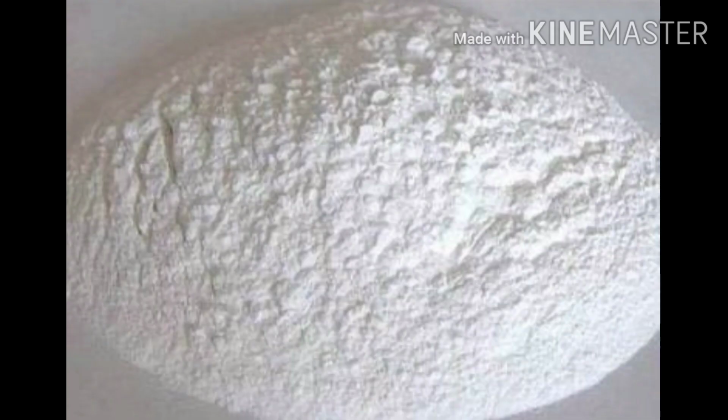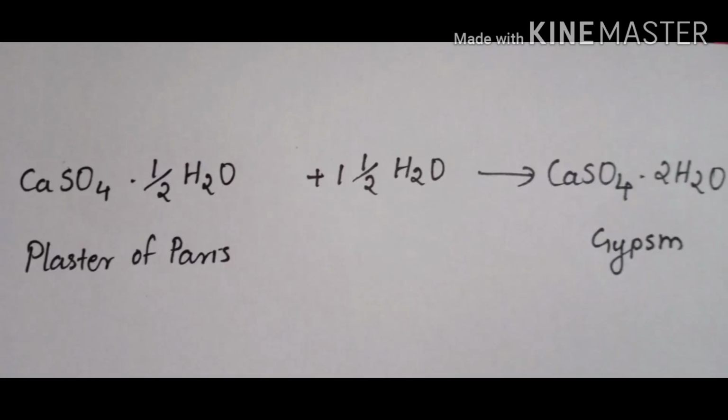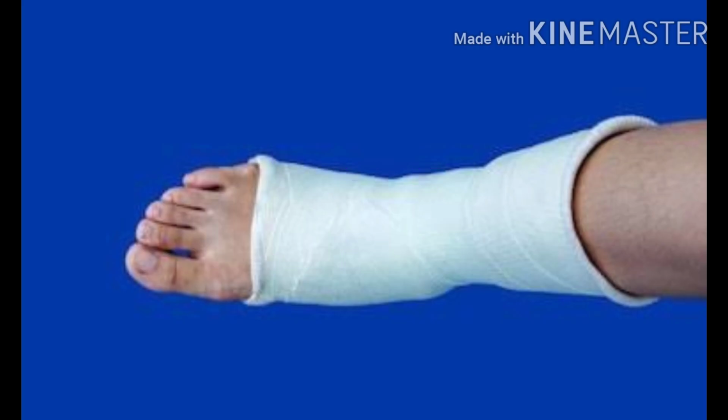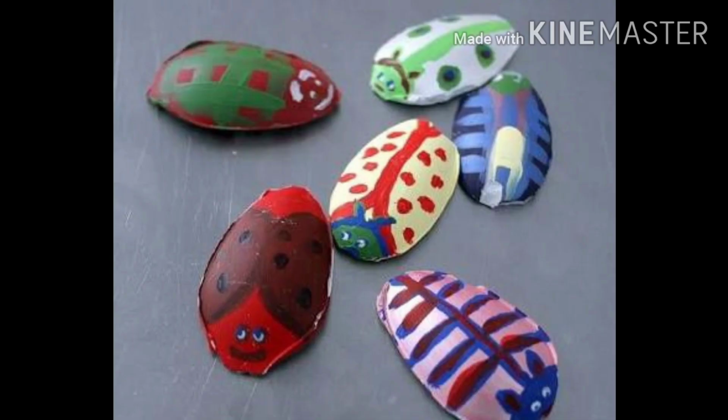Okay. Plaster of Paris is a white powder, and on mixing with water it changes to gypsum once again, giving a hard solid mass. The corresponding reaction can be represented as CaSO4.½H2O plus 1½ H2O gives CaSO4.2H2O. Do you know the uses of plaster of Paris? Doctors use plaster of Paris as plaster for supporting fractured bones in the right position. It is also used for making toys, materials for decoration, and for making surfaces smooth.